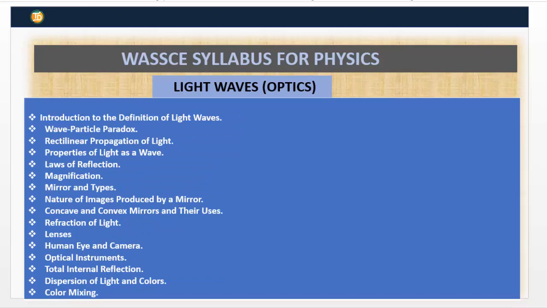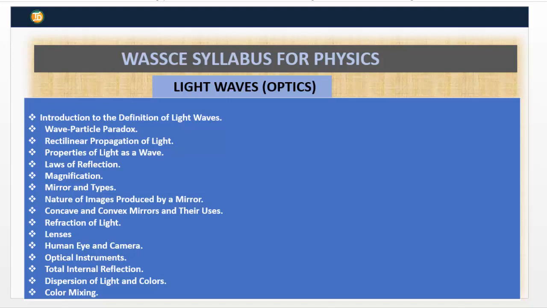What is optics? Optics is that branch of physics that studies light waves. Under this aspect, we have topics such as introduction to the definition of light waves, wave particle paradox, rectilinear propagation of light, properties of light as a wave, laws of reflection, magnification, mirror and types, nature of images produced by a mirror, concave and convex mirrors and their uses.